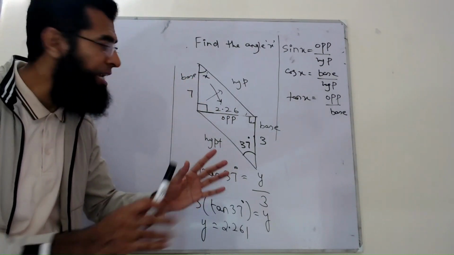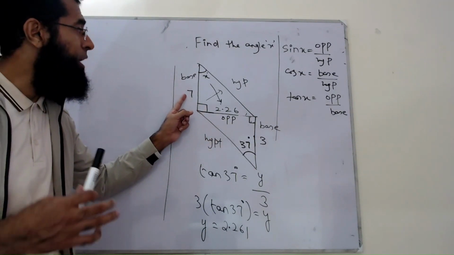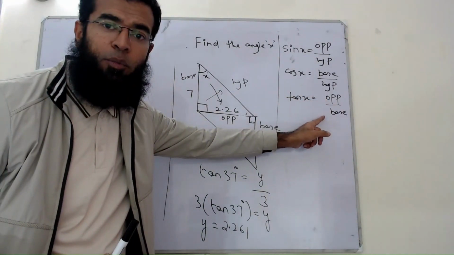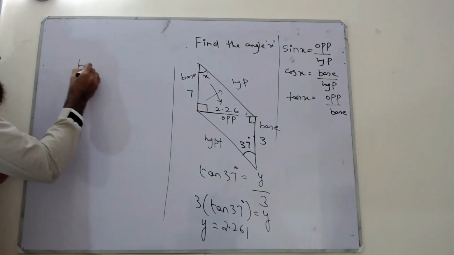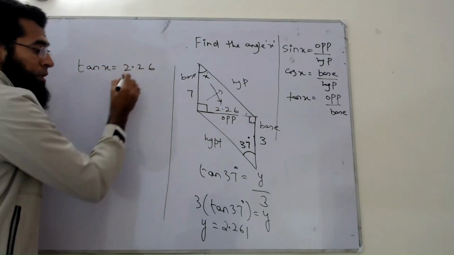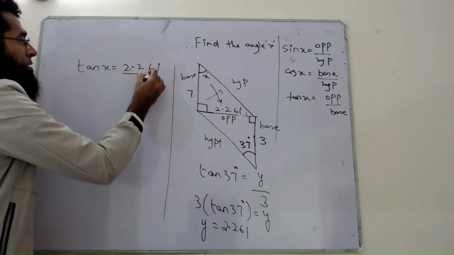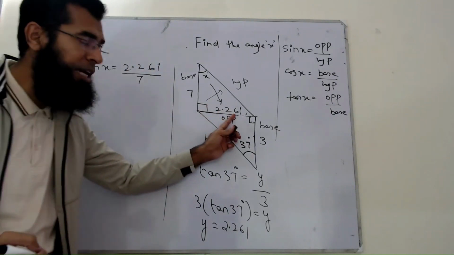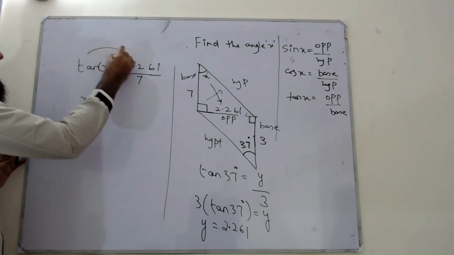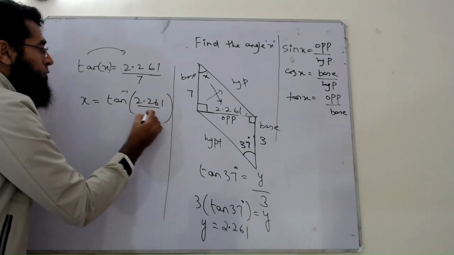Which two sides are connecting? Opposite, which is given to us, and base, which is again given to us. We have to find the angle. So opposite and base are connecting. So once again we use tan x. So tan of the angle is opposite, 2.261, over base, which is 7. Right? So we take the value to 3 decimal places so that accuracy is maintained. So to find the angle x, it becomes tan inverse of 2.261 over 7.